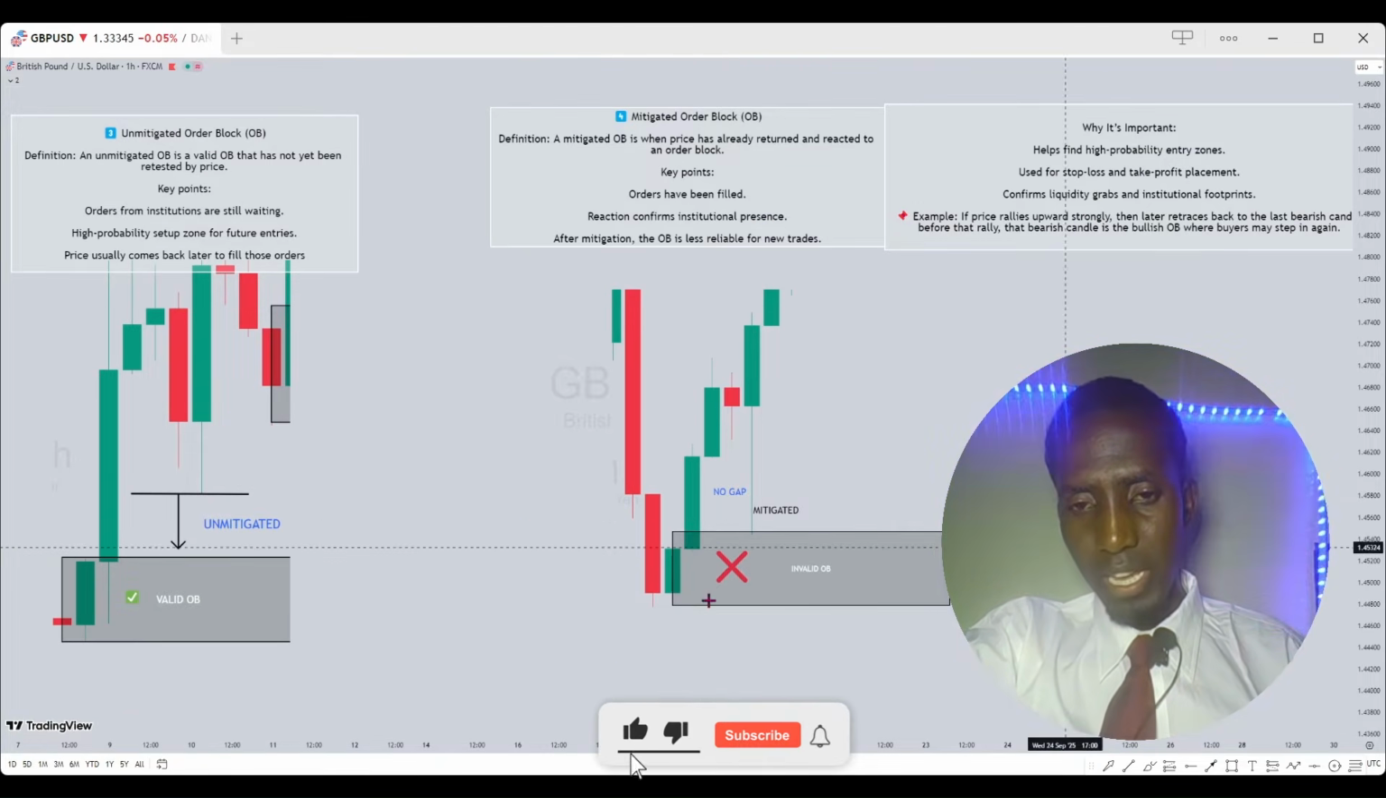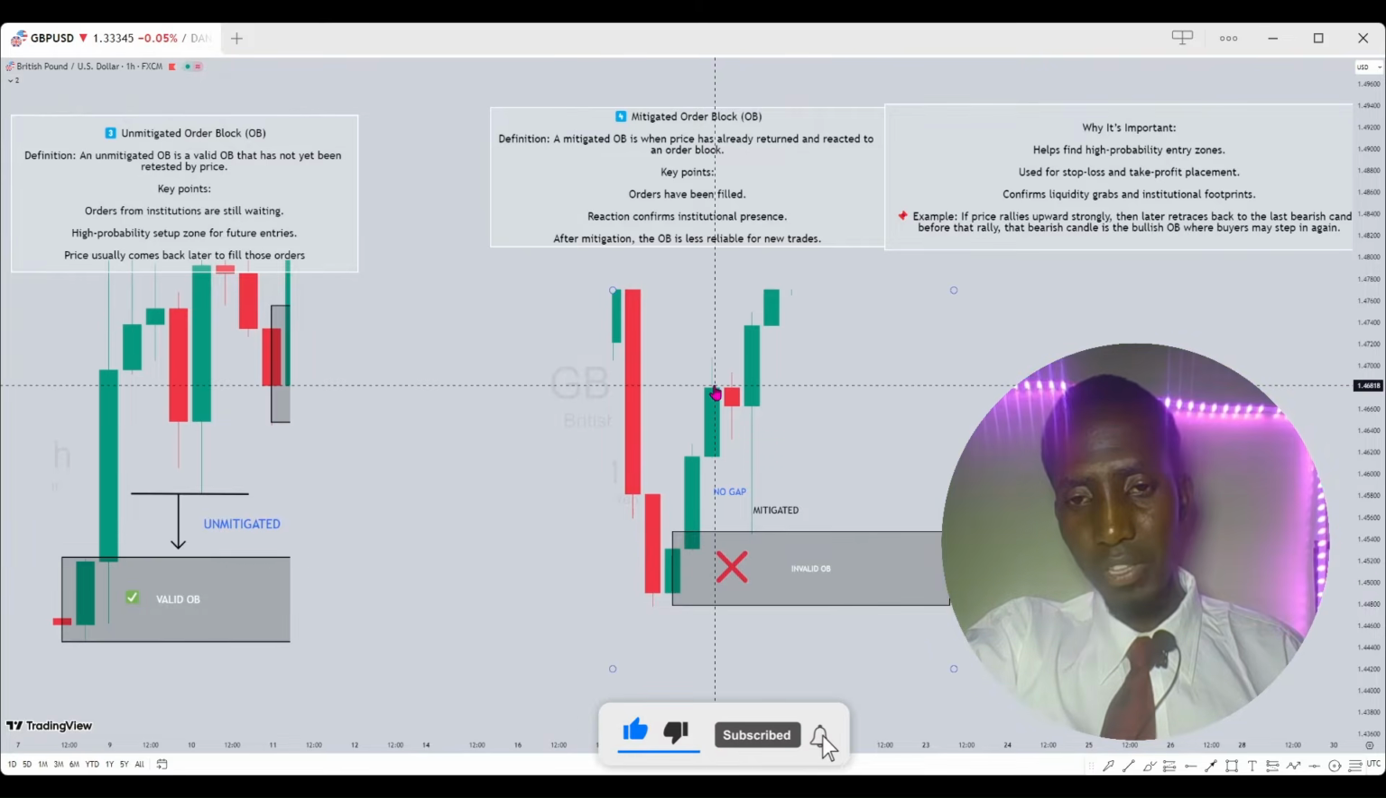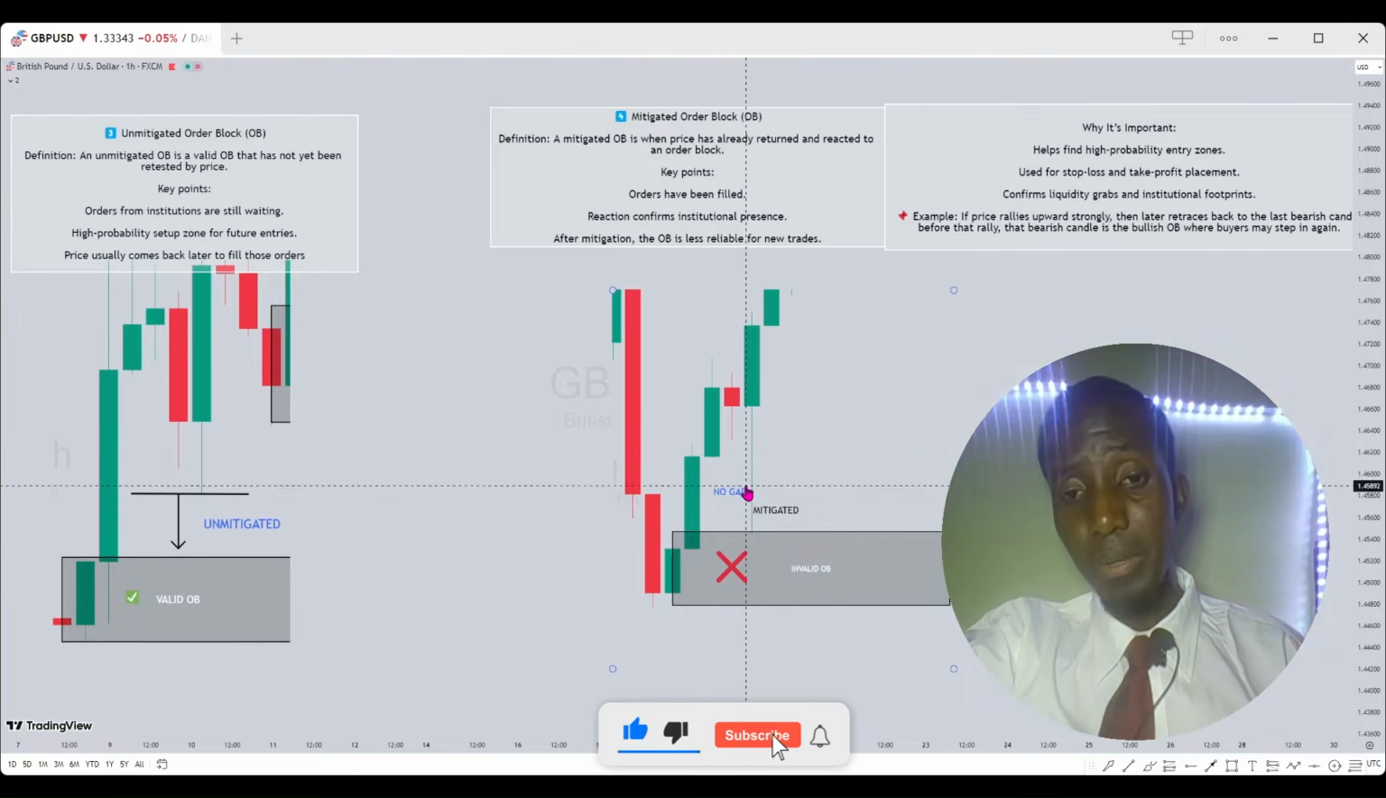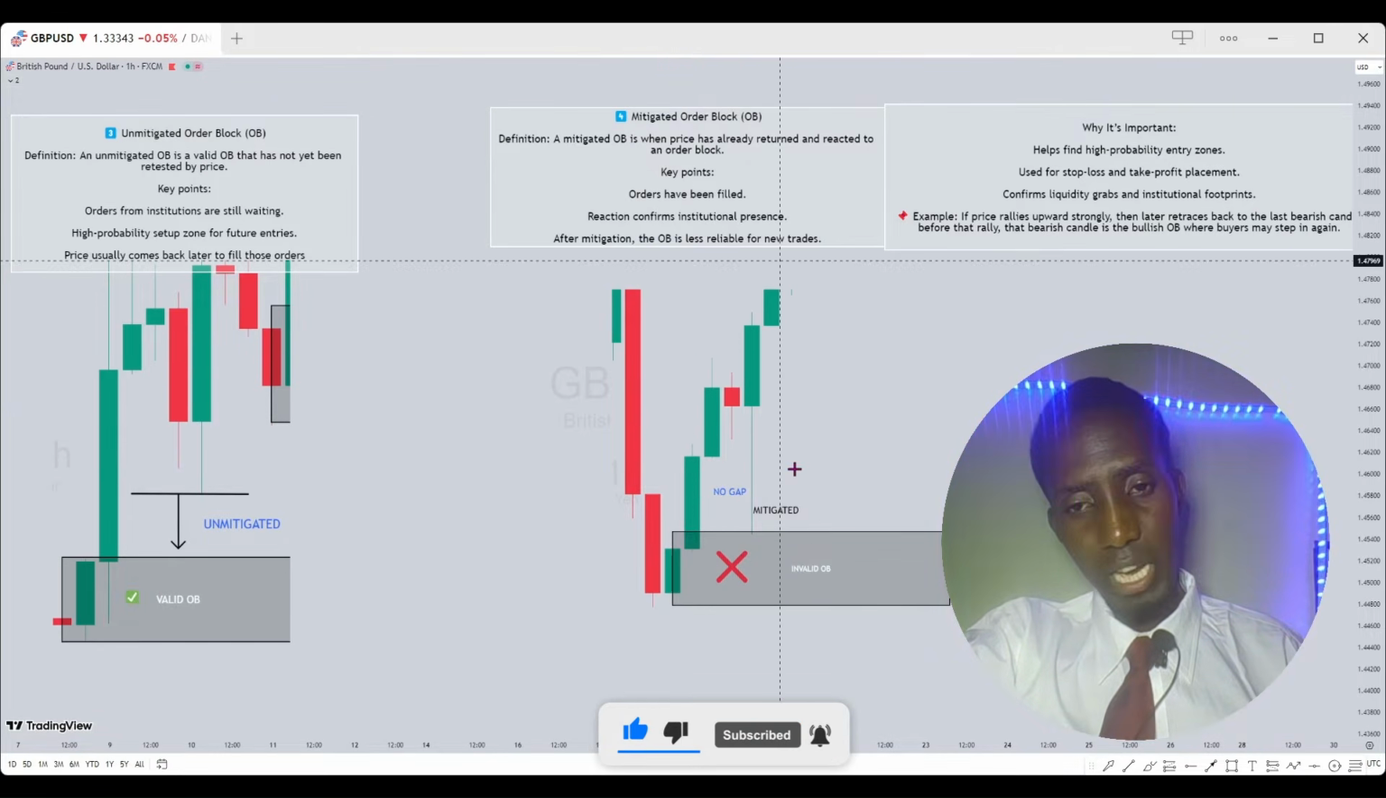I mark this zone well, and there's no gap here because of this wick. It's from a wick here, and this wick touches our zone, which shows us this price has already mitigated, so price will not come back here.